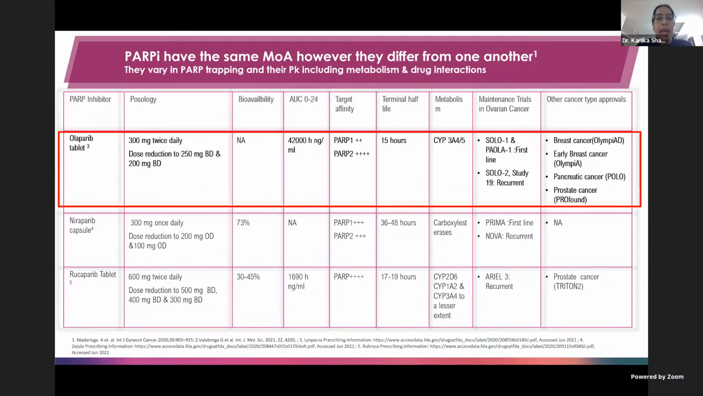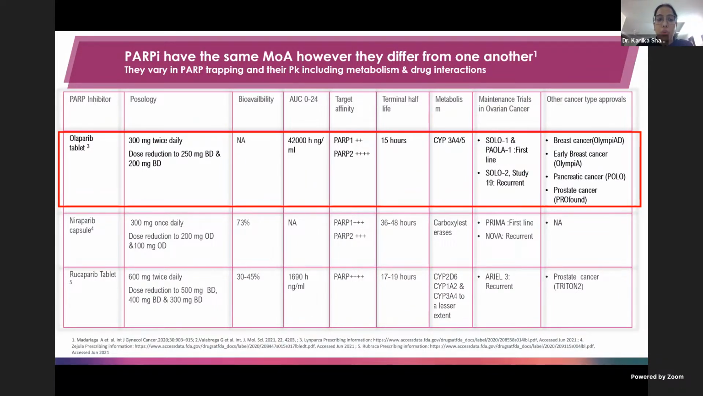So they have the same mechanism of action, but they differ in the affinity with which they bind to the receptors, the PARP trapping, and their pharmacokinetics, including their metabolism, and that may differ in the side effect profile of each of the agents.